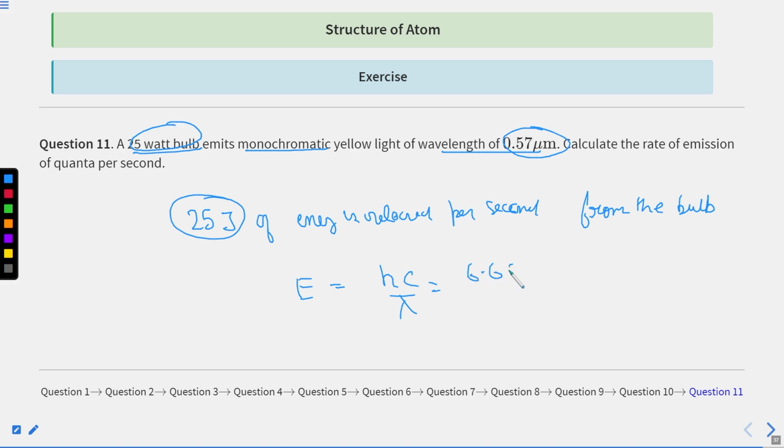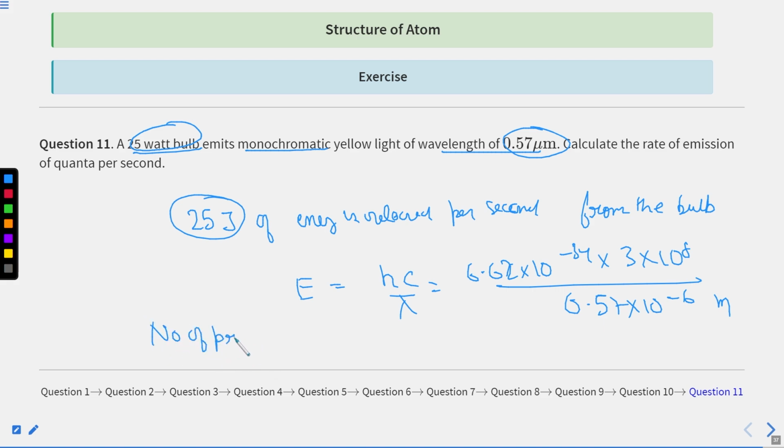That would be 6.626 into 10 to the power minus 34 into 3 into 10 to the power 8 divided by 0.57 into 10 to the power minus 6 meter. It is given in micro. Okay. Now we will just take it as energy of one proton. The number of protons will be this 25 joule divided by the energy. That would be the number of protons.